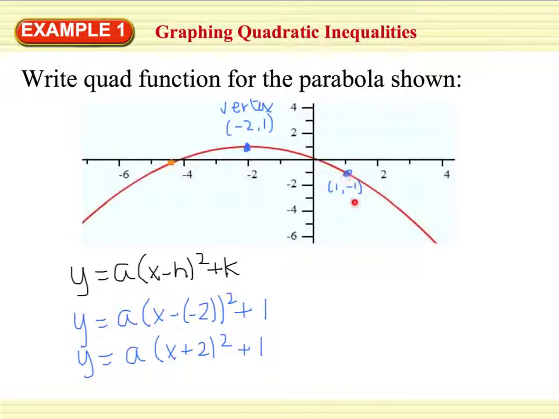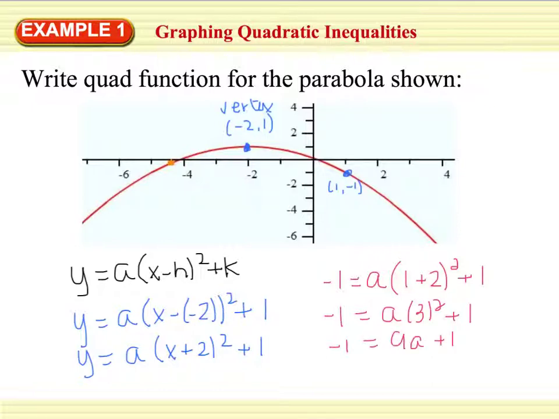So I'm going to take this coordinate point right here and plug it in for x and y. So my y value out of that coordinate point is -1, and -1 is going to be equal to a times the quantity of, I know that x is 1, and I'm going to be adding that to 2. I'm going to square that quantity and add it to 1. So when we go to simplify, we have -1 equals a times 3 squared plus 1, which is really -1 is equal to 9a plus 1.